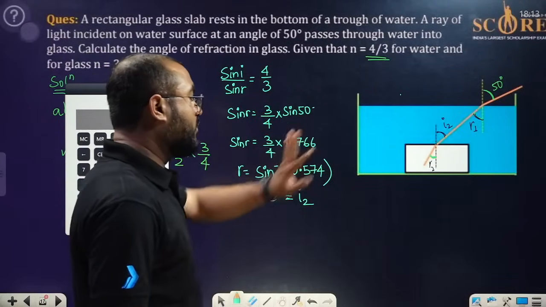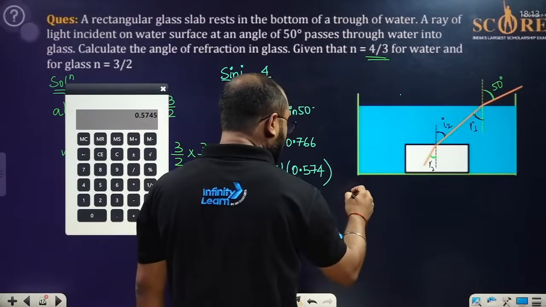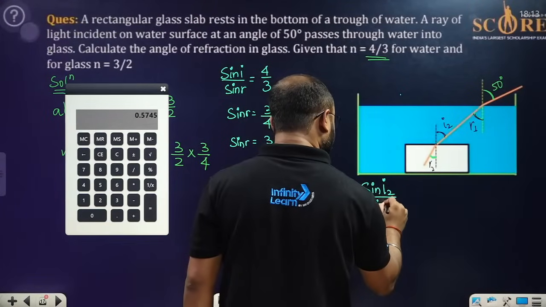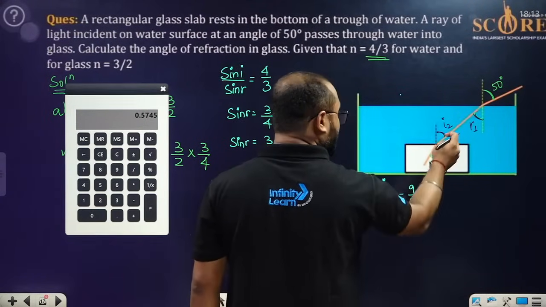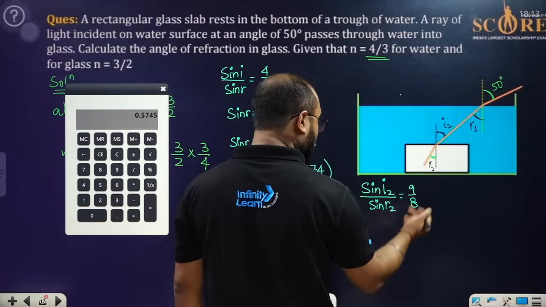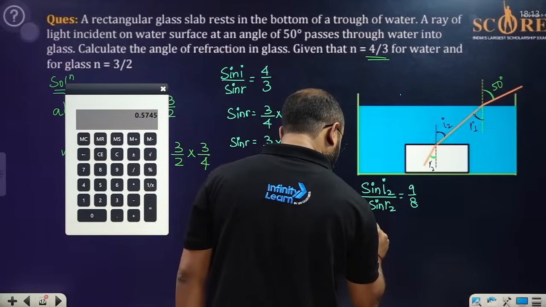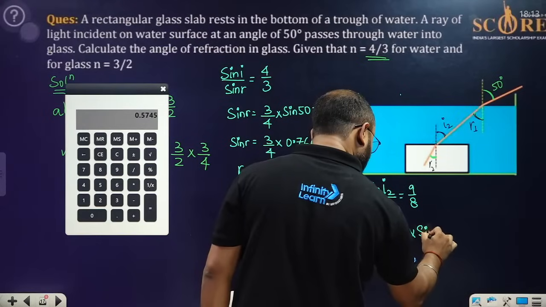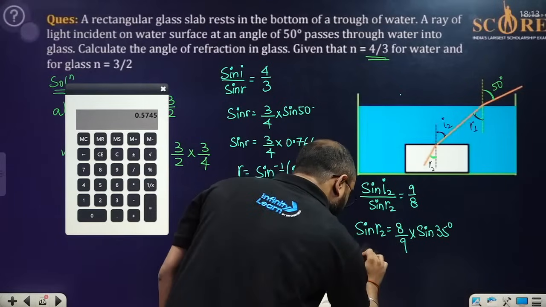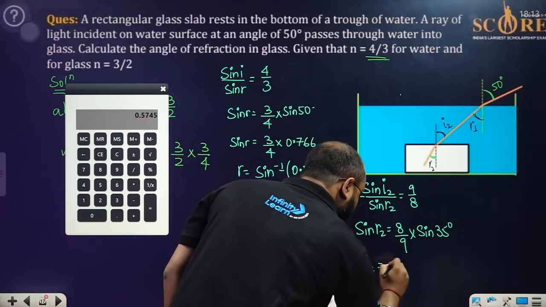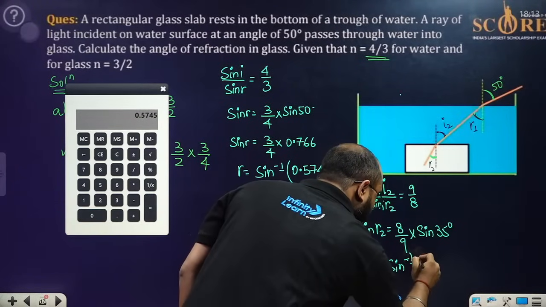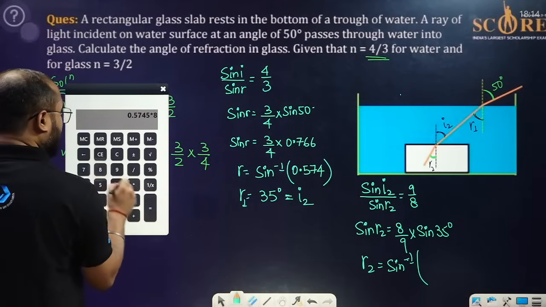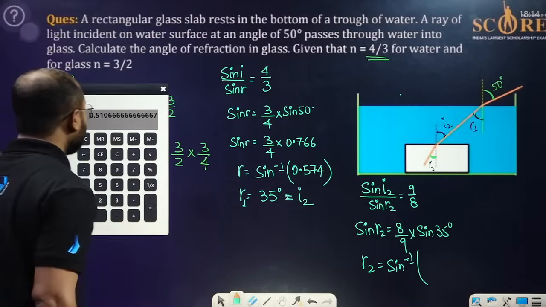Now we will be solving for this. We have I2 also, and now we have to find out R2. Again, we put sine I2 divided by sine R2 equal to 9 by 8. Why? Because the light is getting from water into the glass, so that is the refractive index. So sine R2 will be equal to 8 by 9 multiplied by sine 35 degree. The value of sine 35 is 0.75, so 0.75 multiplied by 8 divided by 9 comes out to be 0.51.